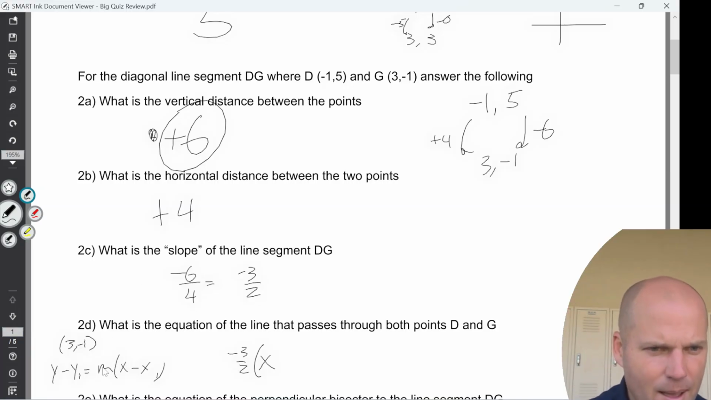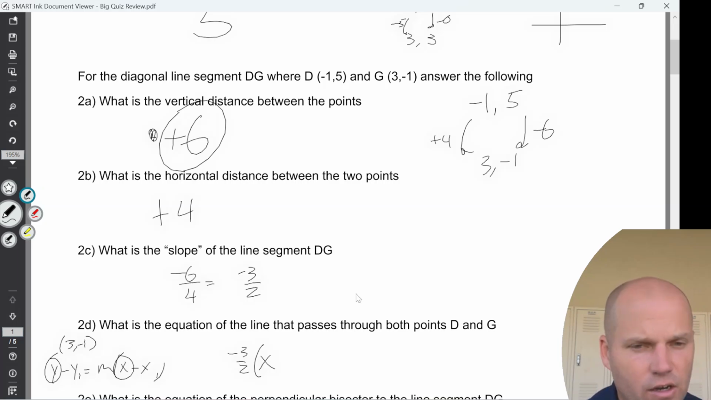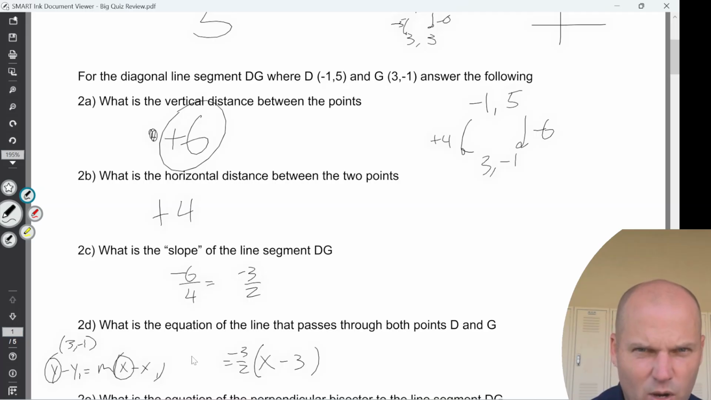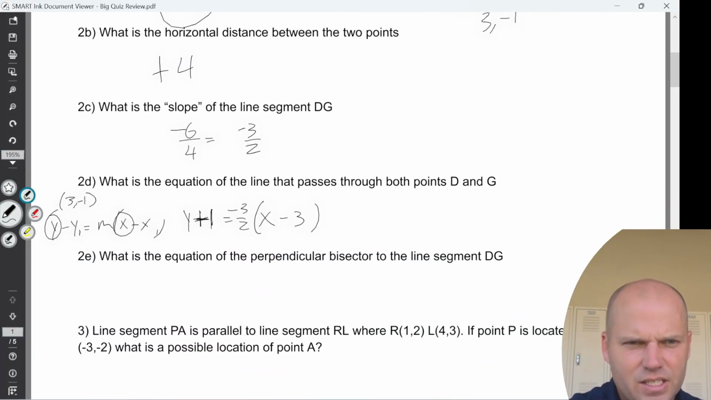where we know what m is. We don't know what x and y are. We want to find the collection of all xy's. And when we do x minus x1, we are finding the change in x, and y minus y1 is the change in y. Make sure if you're subtracting negative 1, you turn that into plus a 1. So I got y plus 1 equals negative 3 halves times x minus 3.